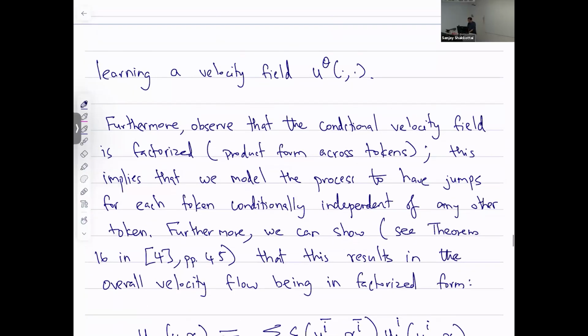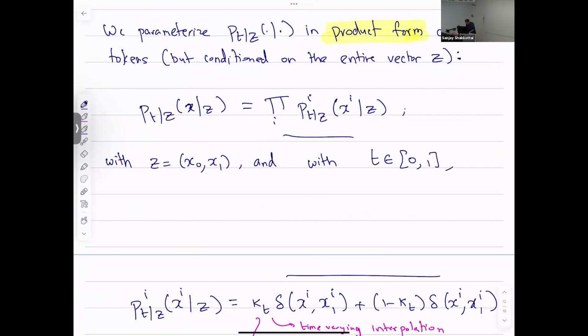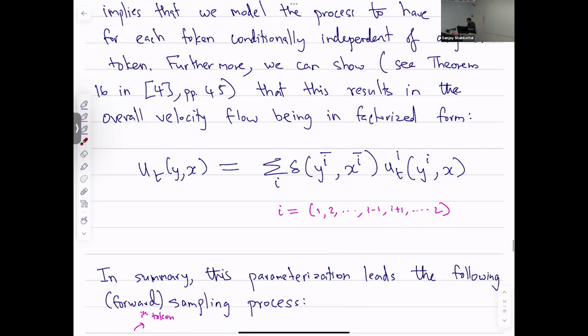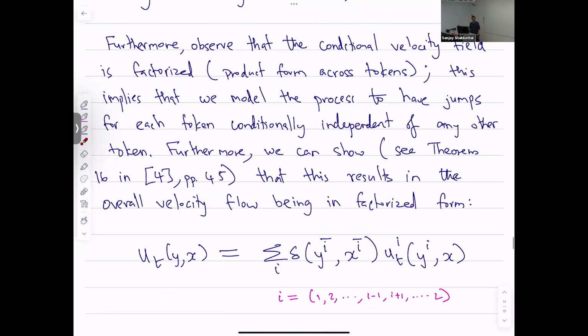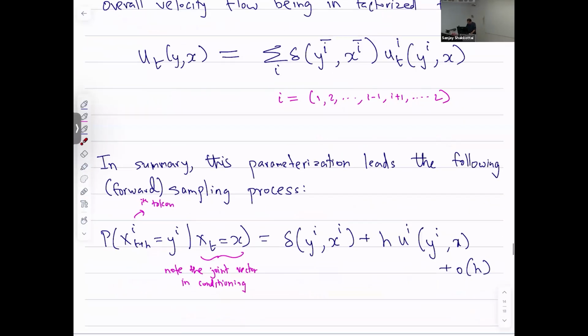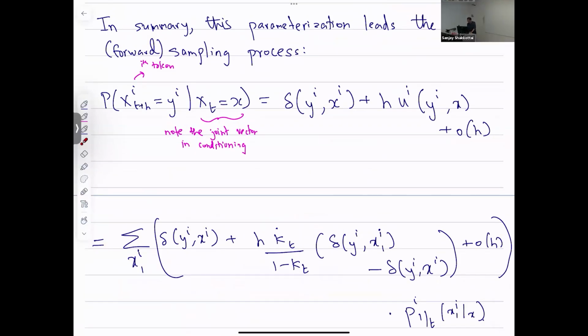if you go through this parameterization, we had this as product form, this in this interpolated form. You can argue that this leads to a factored velocity field, meaning the u_t(y, x) is a sum, it's in a factored form. You can write this thing. Equivalently, it gives you the parameterization of the forward sampling process.